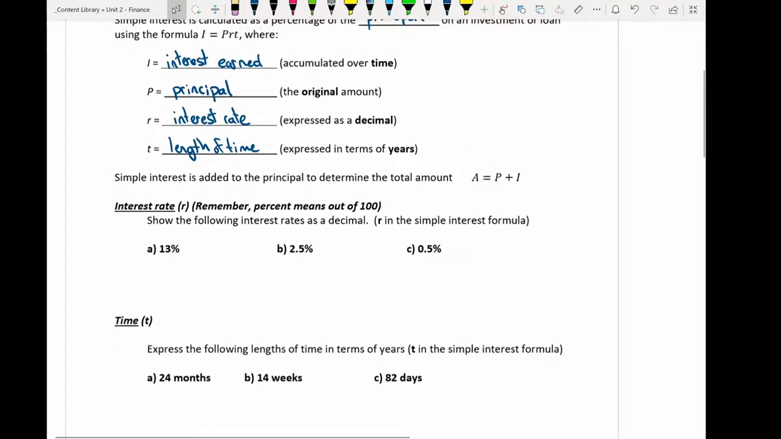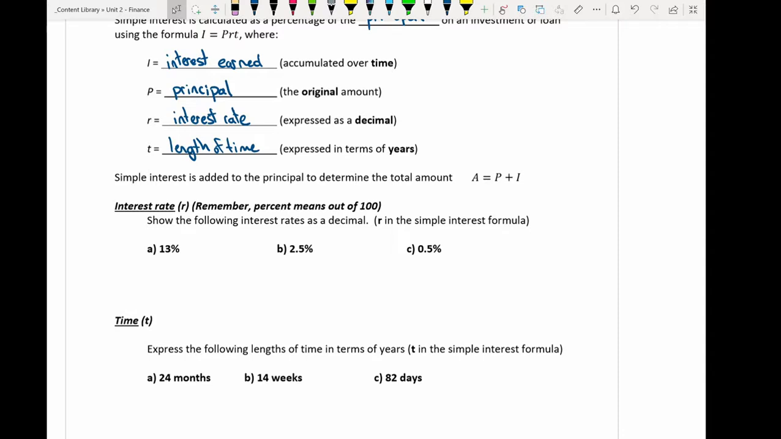So the first thing we're going to do is look at two short calculations. These are calculations that you have to do before you get into the simple interest formula. You may have to write these down, or these could be quick calculations that you do before you start, but we're just going to go through them just so you are aware that you have to do them.